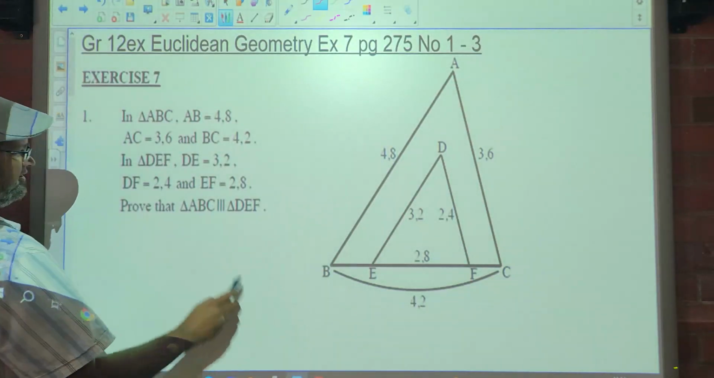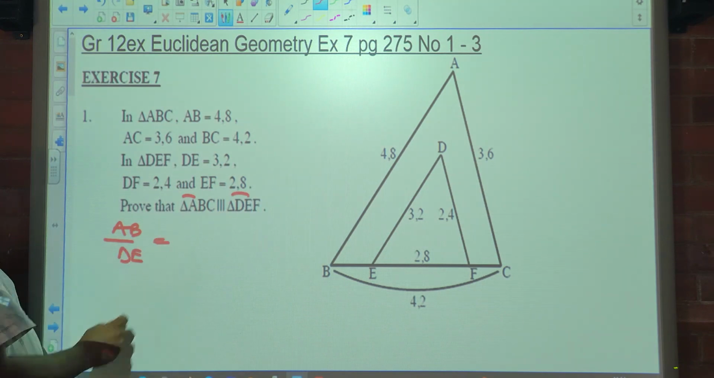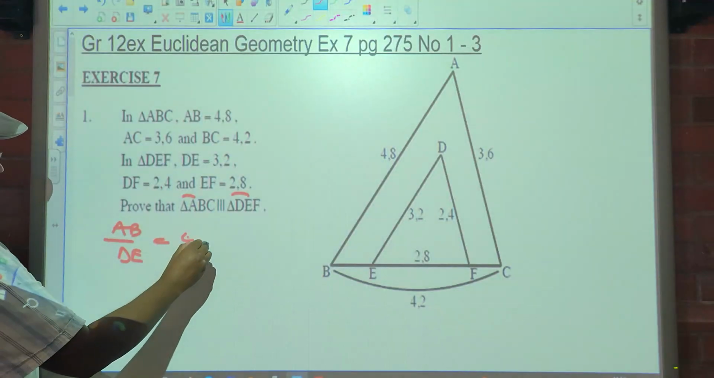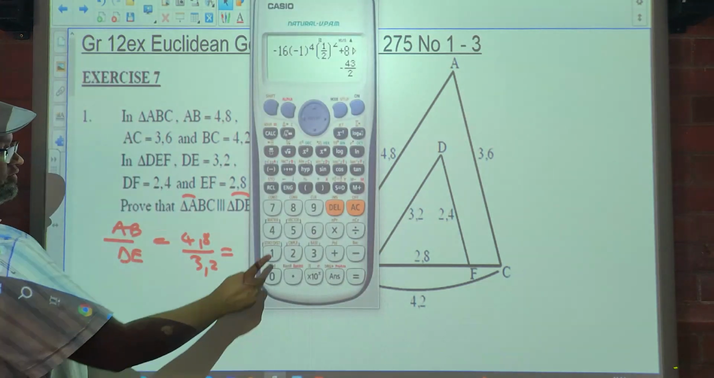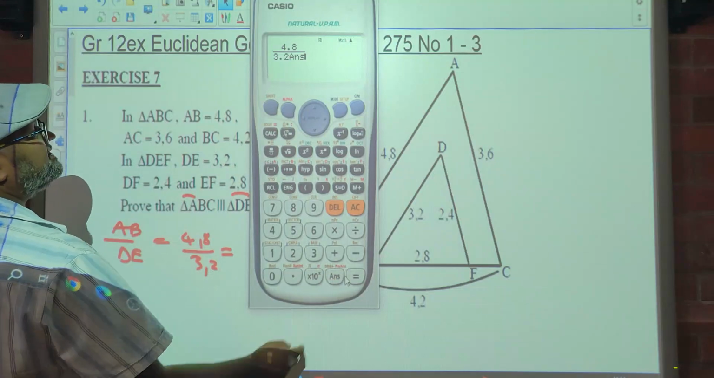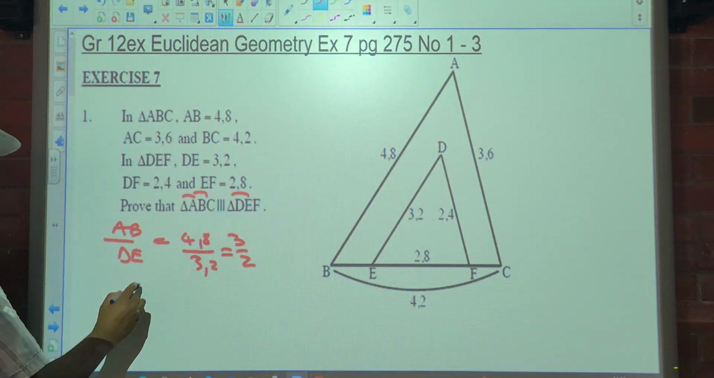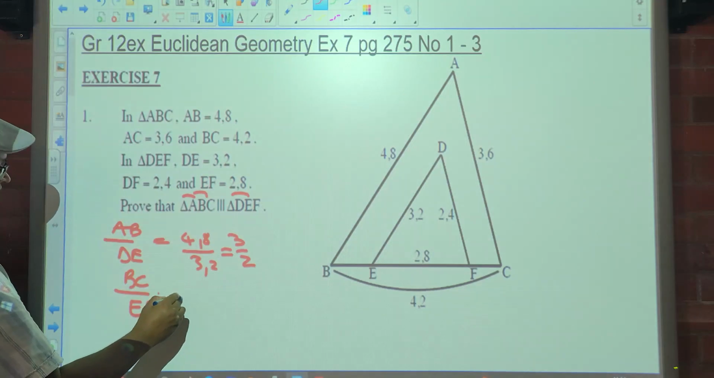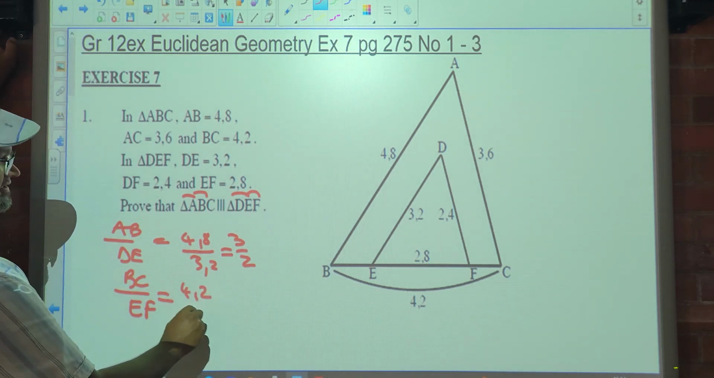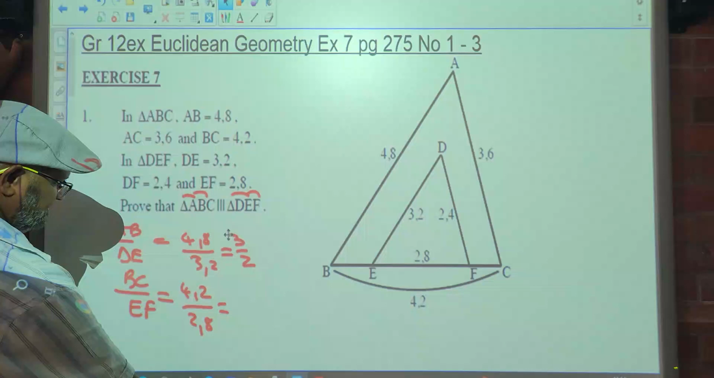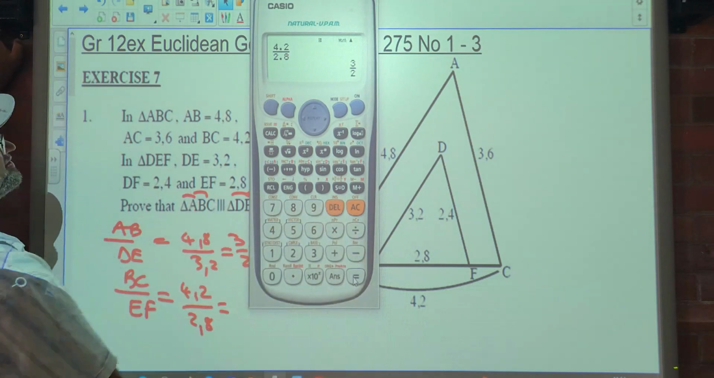Okay, so where do we start? We start by working out what AB over DE is. So AB is 4.8 over DE, which is 3.2. So 4.8 over 3.2 gives us an answer of 3 over 2. Now we say, okay, BC over EF. So BC is 4.2 over EF, which is 2.8. 4.2 over 2.8 gives an answer of 3 over 2.